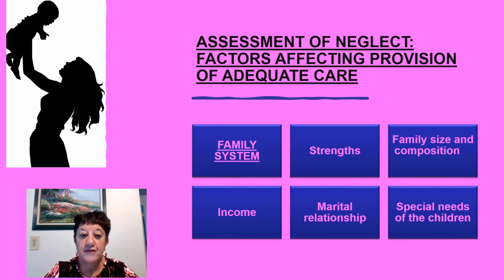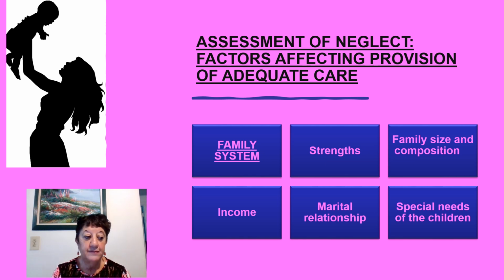And then factors affecting the provision of adequate care, okay? We have the family system strengths. What are the strengths in a family? How big is the family? Who makes up the particular family? Do they have relatives or friends to be able to help them? Strengths, okay, what are the strengths of the family? Do they have resources? Do they even know where the resources are?